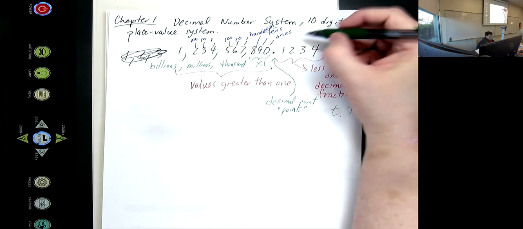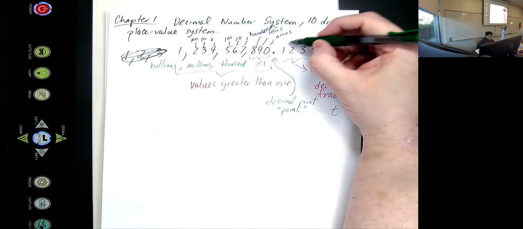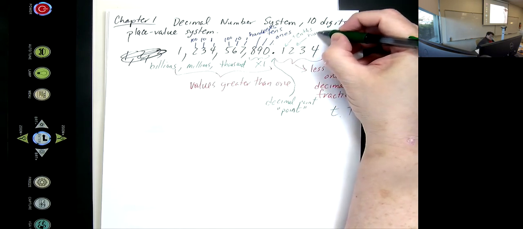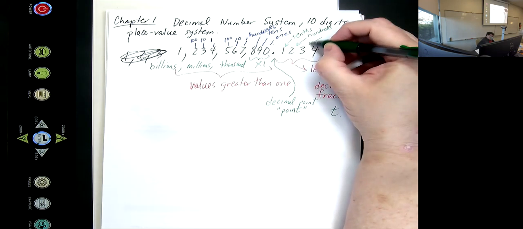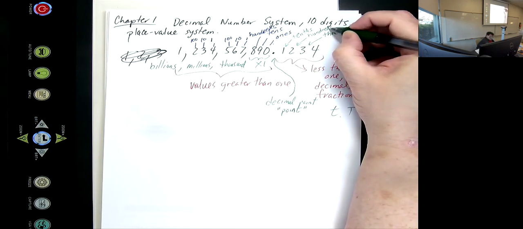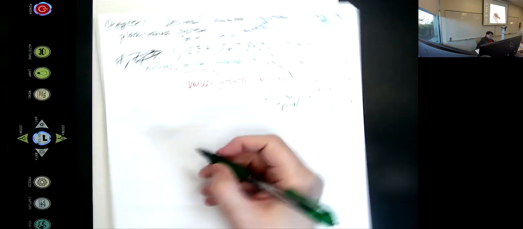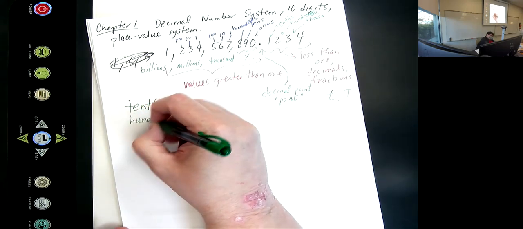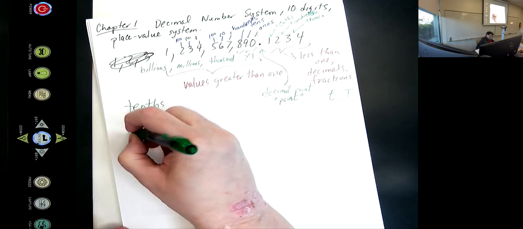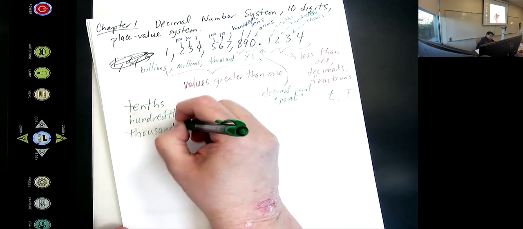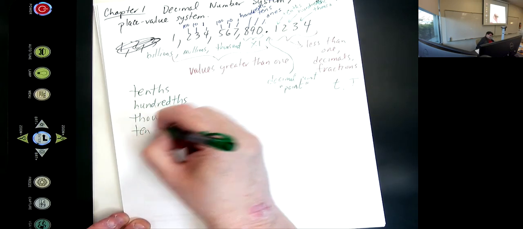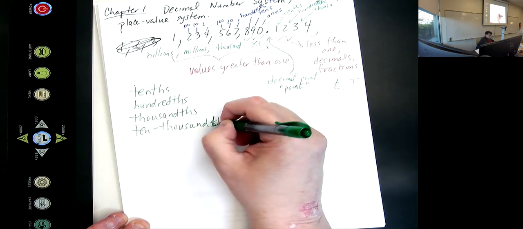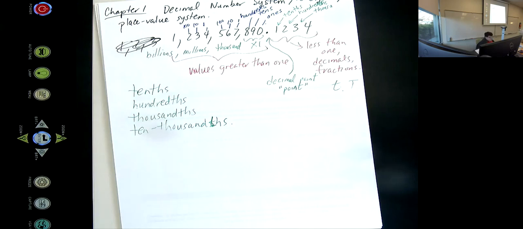As we go to the left, this is ones, tens, hundreds. To the right, it doesn't start at ones. It starts at tenths. And then we have hundredths, and then thousandths. I'll write the list down here so it's a little bit easier. Tenths, hundredths, thousandths, ten-thousandths. And it keeps going as you go further to the right.